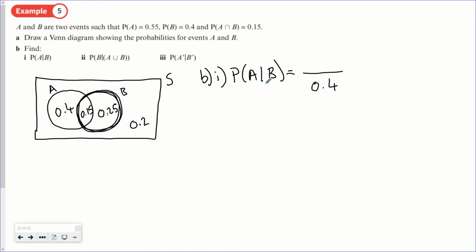And we want, on the numerator, what's the probability that A happens given that we're within this circle? Well, within this circle, the region where A happens is this 0.15. So it's going to be 0.15 as a fraction out of 0.4, and we could simplify that as a decimal, and that's 0.375.